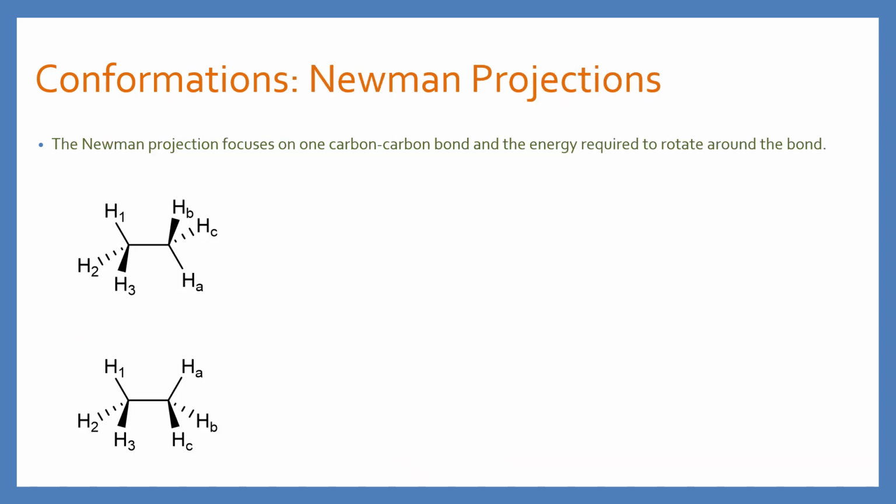One tool that we can use to better understand these conformations and rotations around single bonds is a Newman projection. Newman projections focus on one carbon-carbon bond and the energy that is required to rotate around the bond. There is energy required to rotate because each of these atoms has to pass by another atom. And remember, we're looking at these as little letters on little sticks, but each of these has a significant electron cloud. So having those electron clouds pass by each other does take a significant amount of energy, and that can slow down the rotation of a sigma bond.